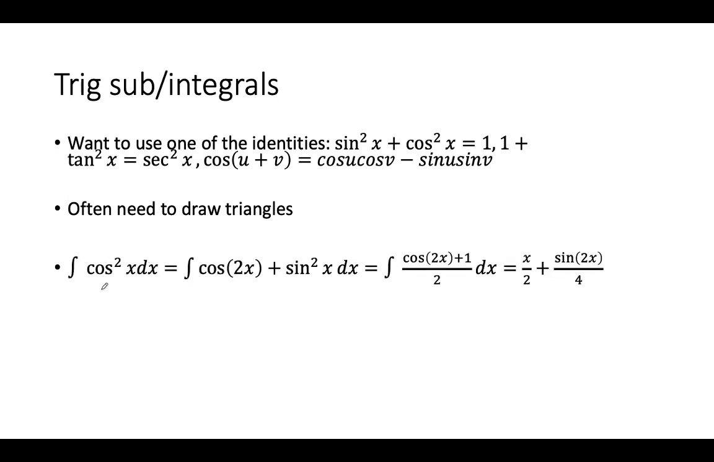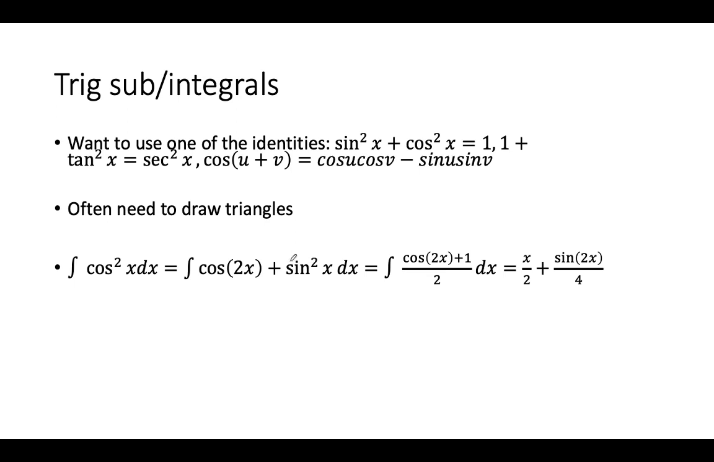We're going to integrate cosine squared of x dx. So the key here is we use this identity. Cosine of u plus v is cos u cos v minus sine u sine v. Cos squared of x is cos x times cos x, so just have u equals v. So that tells us cosine of u plus u, that's cosine of 2u, is equal to cosine squared x minus sine squared x. So we bring this over. Cos squared of x is cos of 2x plus sine squared x.